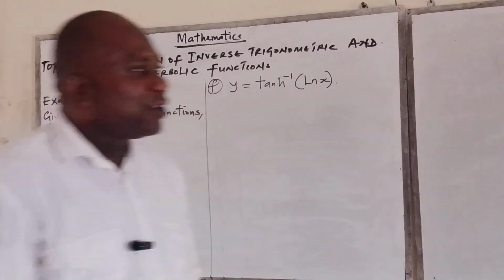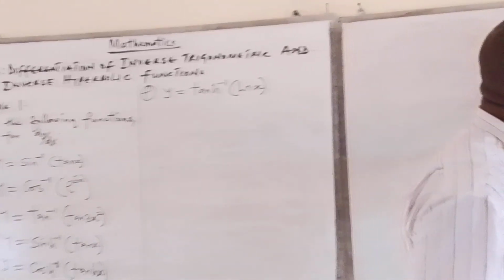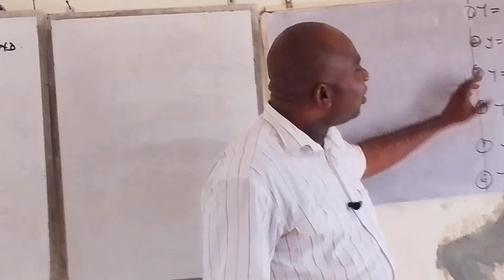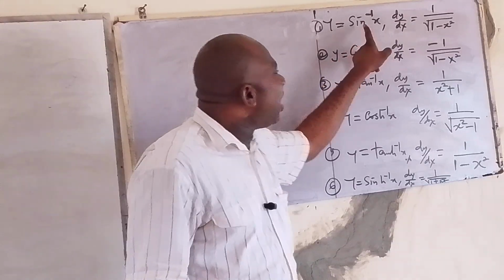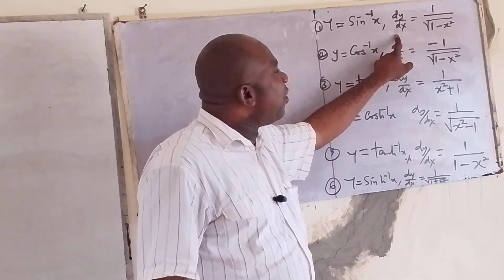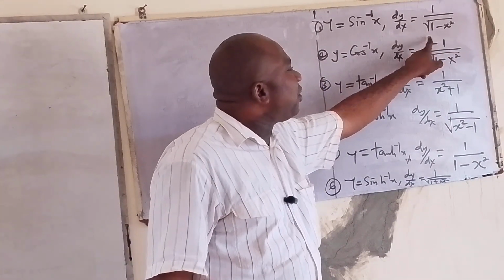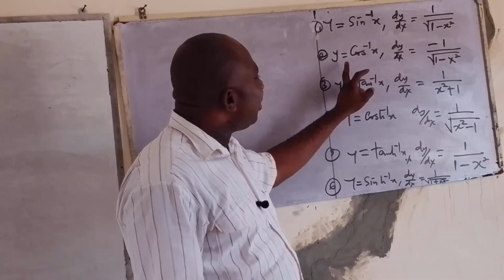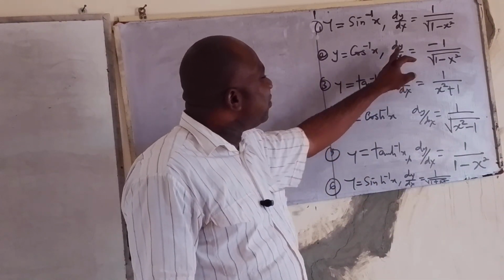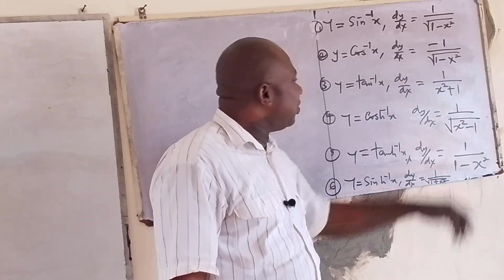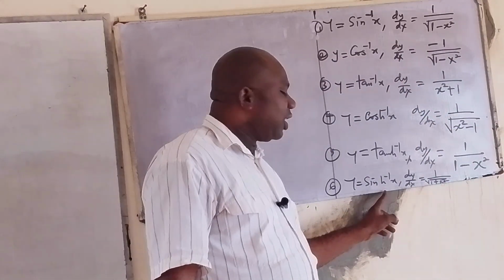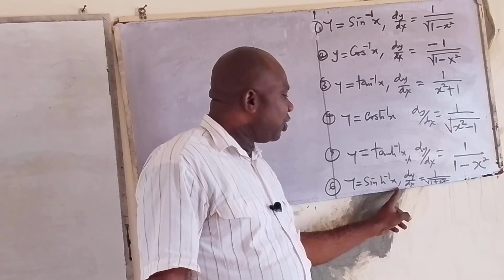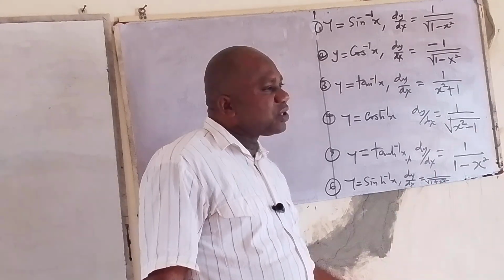In our last class, we actually derived the standard derivatives of sine inverse of x to be equal to this. Yes, that when you have sine inverse of x, dy over dx is 1 over the square root of 1 minus x squared. If y is equal to cos inverse of x, dy over dx is minus 1 over the square root of 1 minus x squared. Down to sinh inverse of x, which is 1 over the square root of 1 plus x squared.